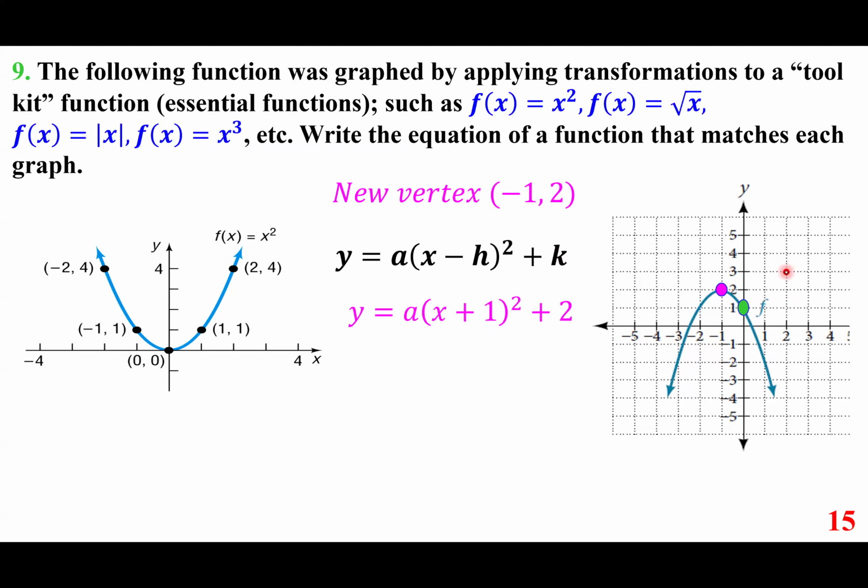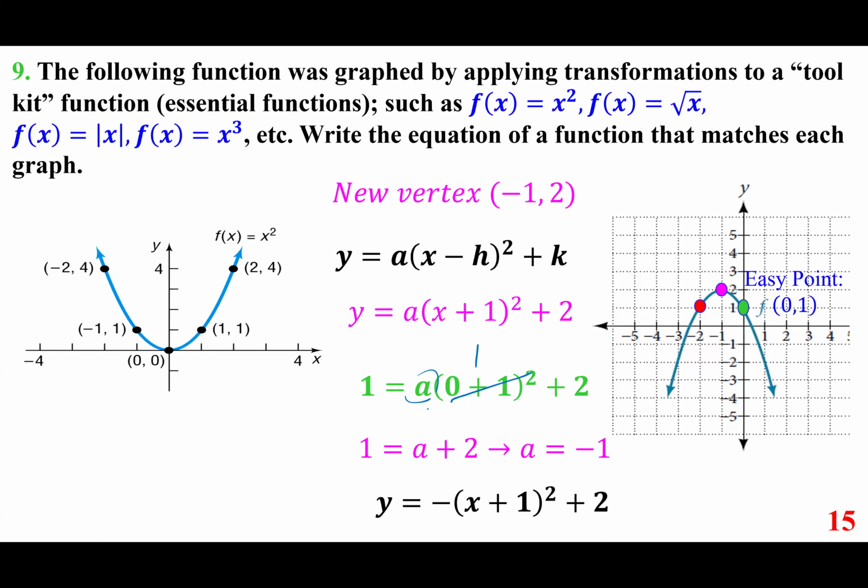And now we pick a pair, any pair. As long as we have the vertex, any pair, and of course an easy pair, this has coordinates 0, 1. Plug in and find the missing A. So if I plug in 0 and 1 is 1, 1 squared is 1, so basically you have A. This entire thing is 1 times A. So if A plus 2 is 1, A must be -1. And if you replace it, you get this one.